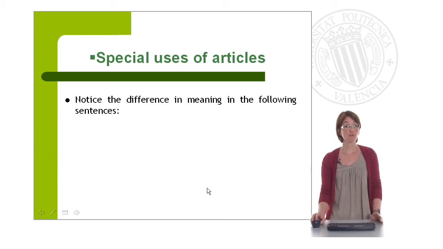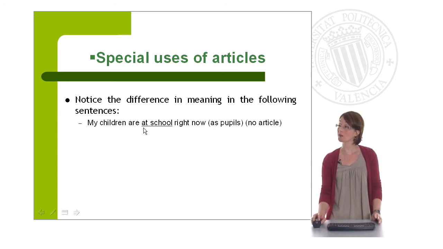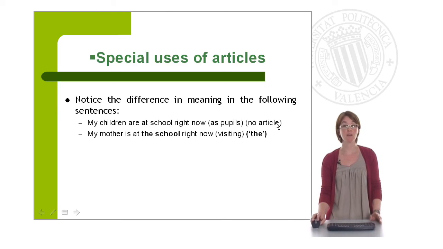Right, and now I just want to finish with some special uses of articles. So I want you to notice the difference in meaning in the following sentences. My children are at school right now. Or, my mother is at the school right now. So, notice that in the first sentence, my children are at school, there is no article because my children are there as pupils. But in the second sentence, my mother is at the school because she is just visiting. She's not there as a student.